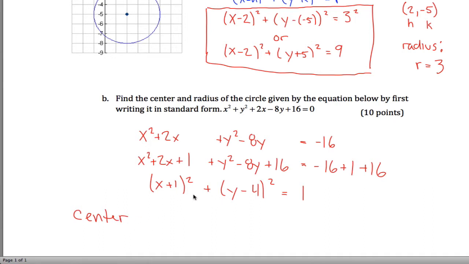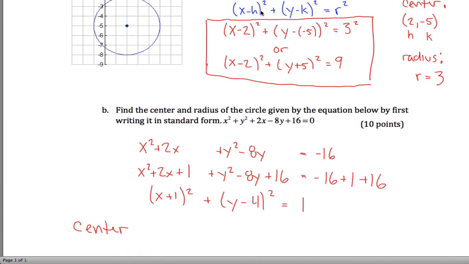So the center here, if you go up to our standard form here, you could think about this as x minus negative 1. So the value of h in this formula is negative 1. And you could think about this as y minus 4, just like it says. So the value of k is positive 4. And the radius equals 1 because 1 squared is really what this equals. The square root of 1 is 1.